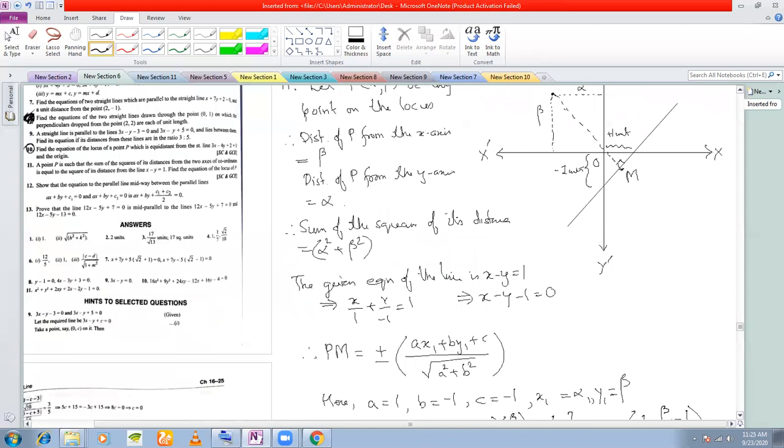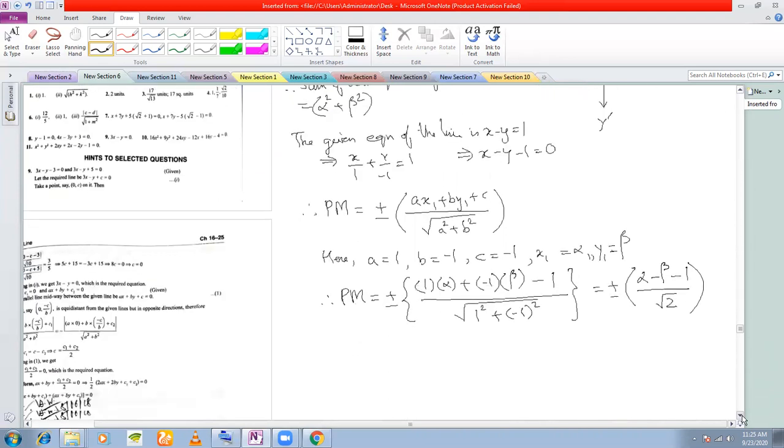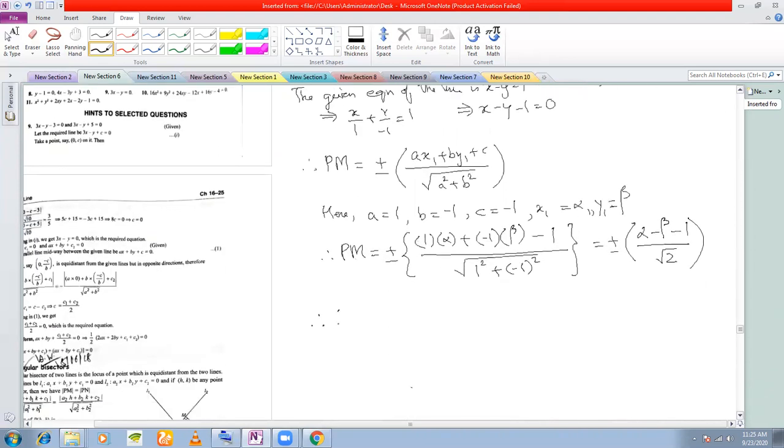So what is the condition here? The point P moves such that the sum of the squares of its distances from the axes of coordinates is equal to the square of its distance from this line. So what is the square of the distance of P from the line? It is (alpha minus beta minus 1) whole square by 2, because once you square, the minus will also become plus.